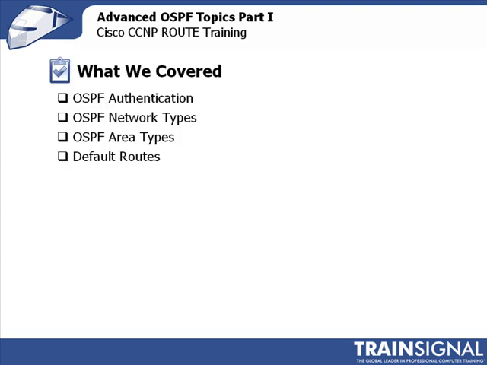So we've covered a lot of material. We've looked at OSPF authentication, what it does, what it doesn't do, and how to configure it. Network types: point-to-point, broadcast, non-broadcast, point-to-multipoint, and so forth. Area types: stub, totally stubby, not-so-stubby areas, etc. And then finally, default routes.